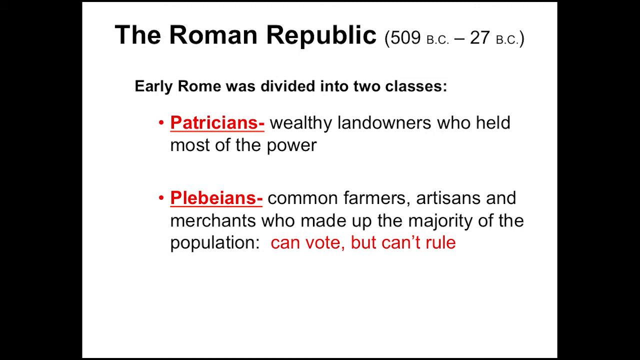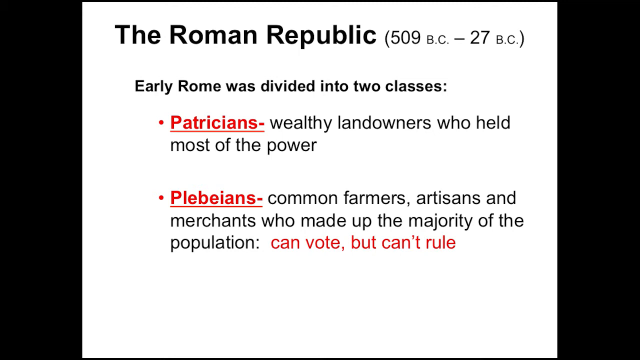They were the common farmers. They were the artisans. Artisans are people who make things. They were the merchants. They made up the majority of the population. Now, plebeians were citizens, so they could vote, but they couldn't rule. They had really no say in the workings of government, and this proved to be a problem.